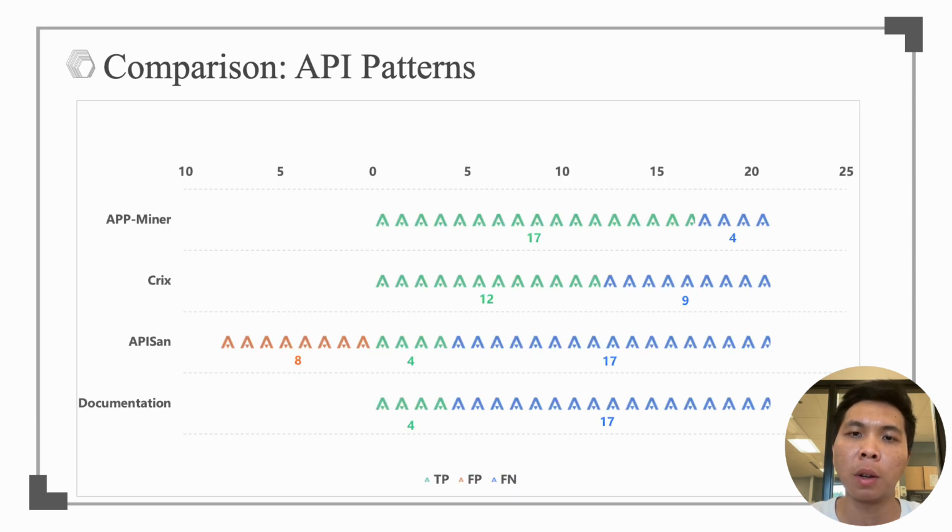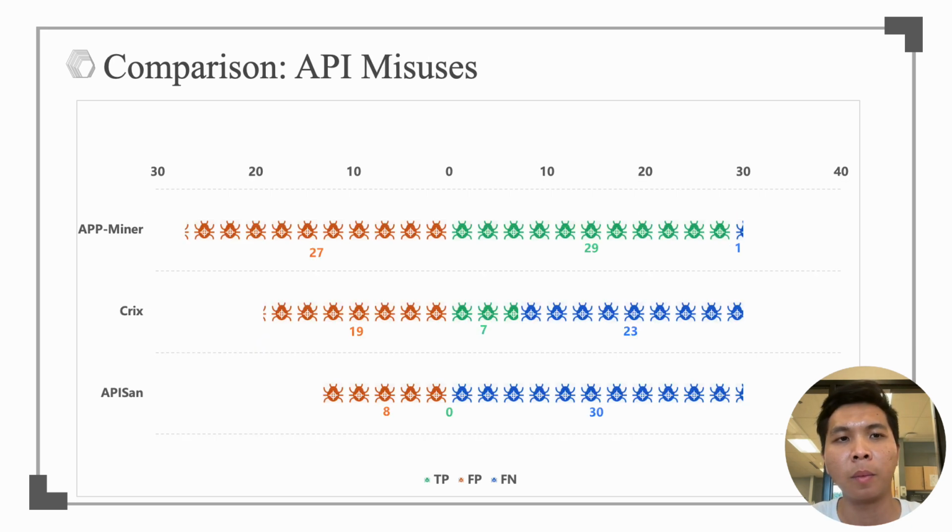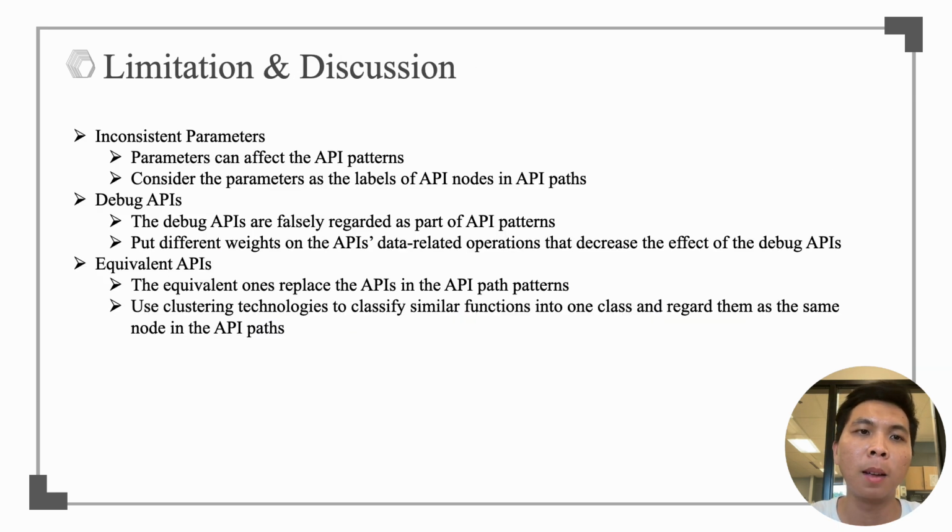These are the comparison results between our tools and the other state-of-the-art tools. We extracted the top 10 violated API patterns and the top 5 violations of each patterns as the test cases from API Miner, Crix, and API Sign. The figure is about API patterns. It shows that our tool can find the most true patterns. And this is about API misuses. Our tool can also find the most true positives. Apart from that, our tool has some limitations that need to be solved in the future.